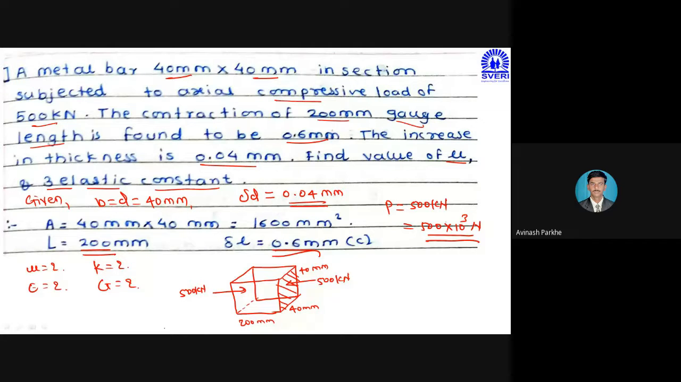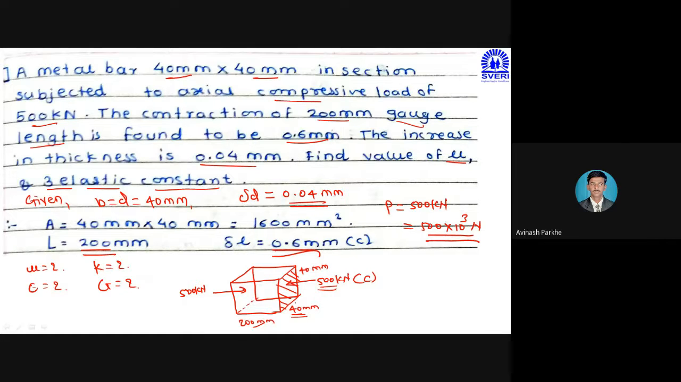Now due to this compressive force, the length and width of this particular section go on decreasing. But the vertical depth, the thickness, increases, because the applied load is a compressive load. Therefore, the depth goes on increasing, but the length and the width go on decreasing.